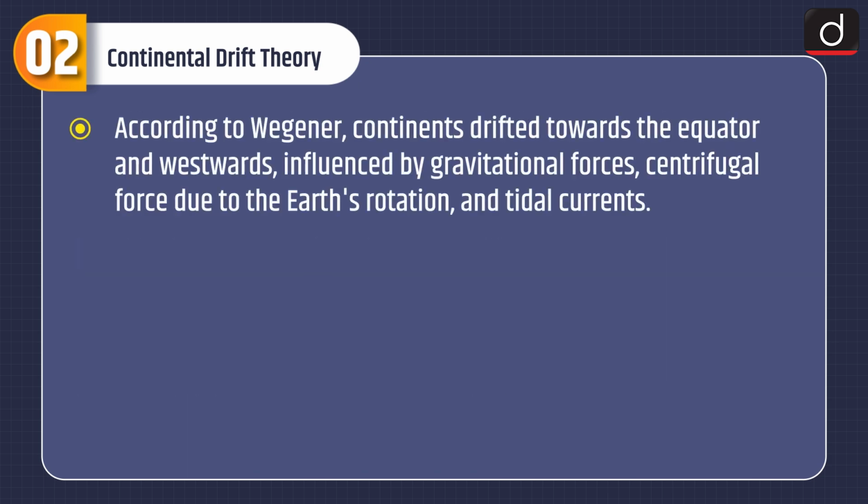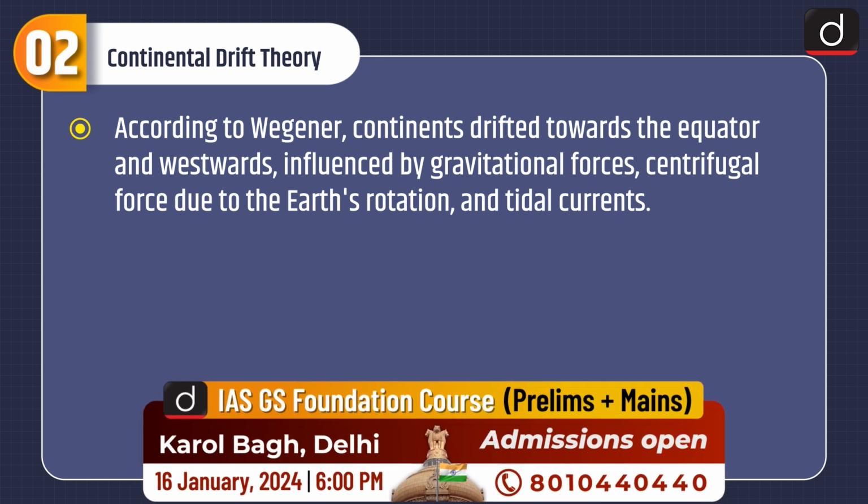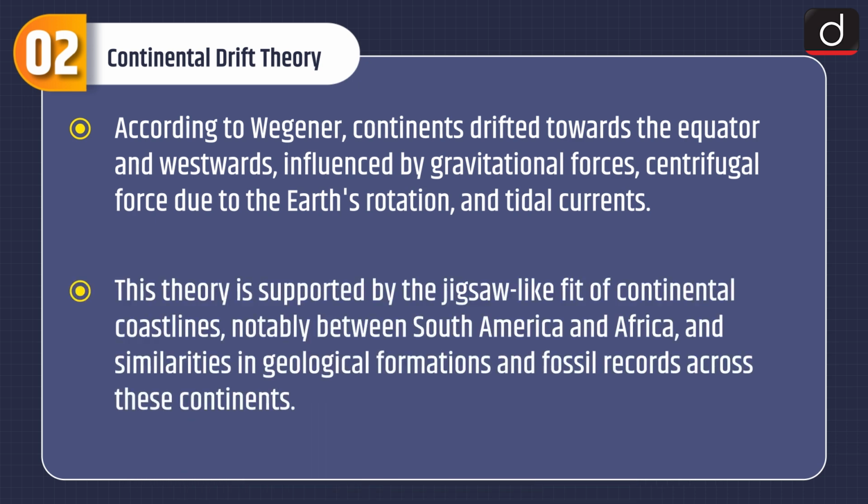According to Wegener, continents drifted towards the equator and westwards, influenced by gravitational forces, centrifugal force due to the Earth's rotation, and tidal currents. This theory is supported by the jigsaw-like fit of continental coastlines, notably between South America and Africa, and similarities in geological formations and fossil records across these continents.